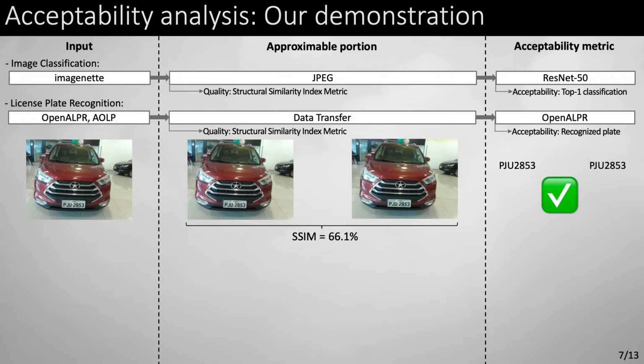Our second scenario is license plate recognition. We read license plates from almost 2,500 pictures. The approximation was injected in the data transfer, modeling an unreliable channel, and the quality metric is also the structural similarity index of the images. Here, for example, we can see how some noise in the top of the image can strongly hurt the quality metric, but has no effect on the final reading of the plate.